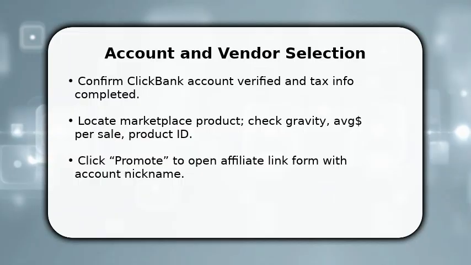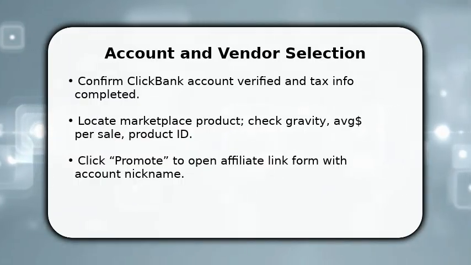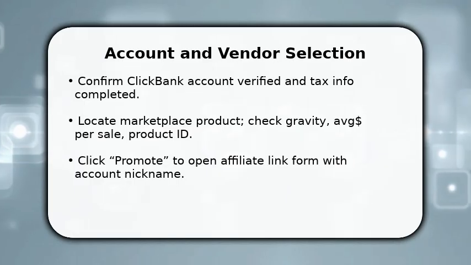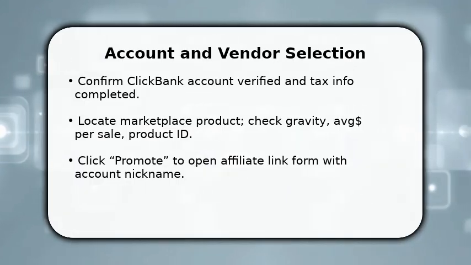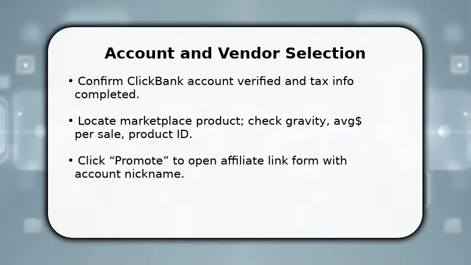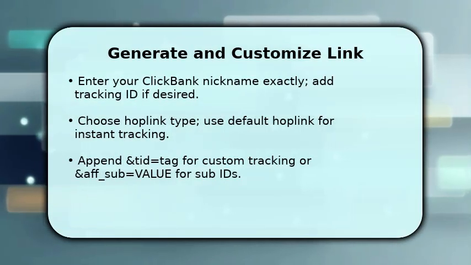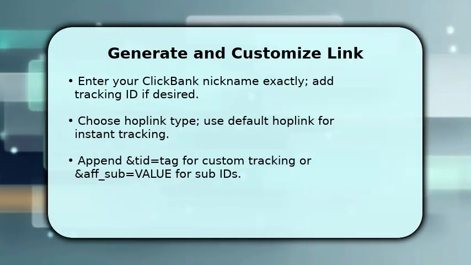This opens the affiliate link generator where you'll enter your account nickname. Do this now to create the base affiliate link you'll customize in the next step. Once the affiliate generator appears, type your ClickBank nickname precisely. This ensures commissions route to you.